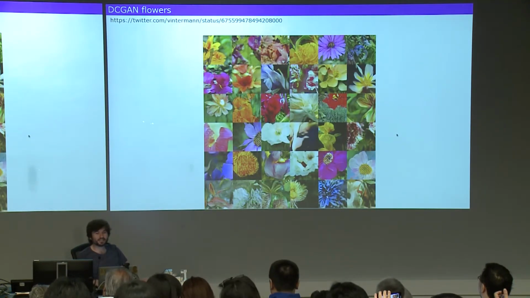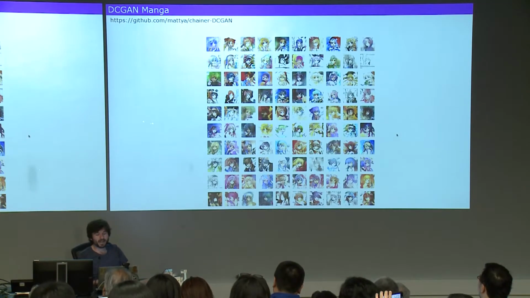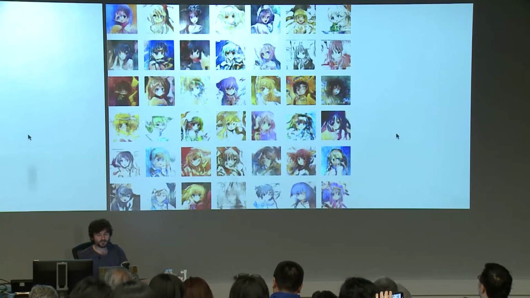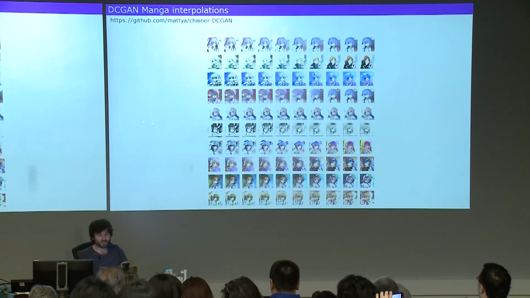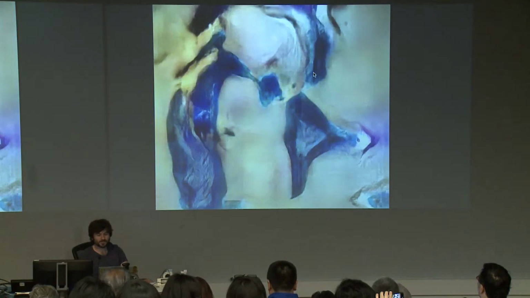Now other people did this with other images. So these are like DCGAN flowers, manga characters. So these are all fake manga, and you can do interpolations of them.